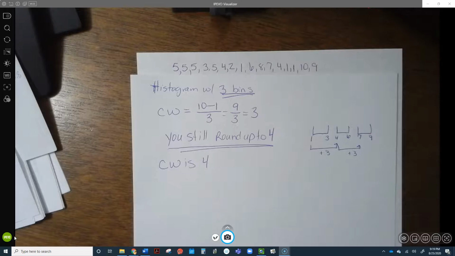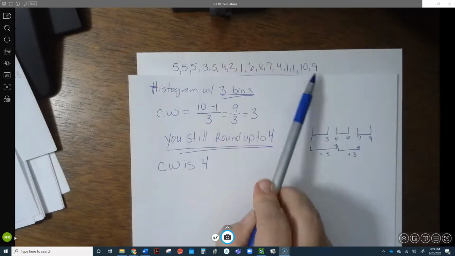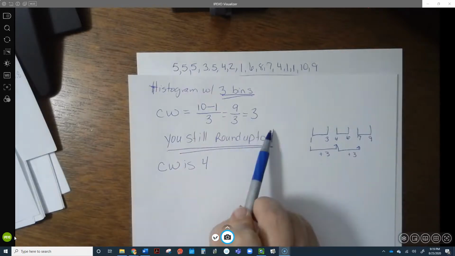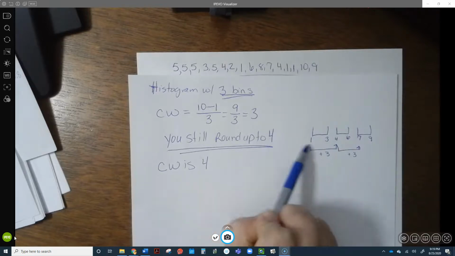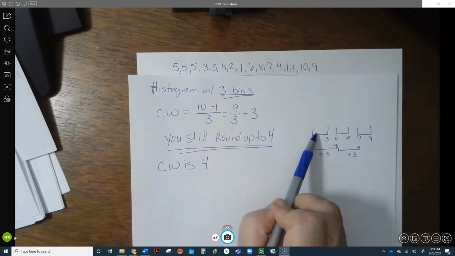Well, what's our biggest number? Our biggest number is 10. And if we use this 3, even though it came out evenly, you don't necessarily have to, it might not, but you could run out of room. All of your numbers won't fit.